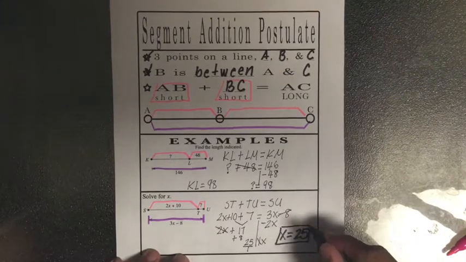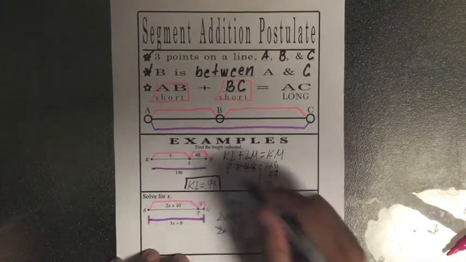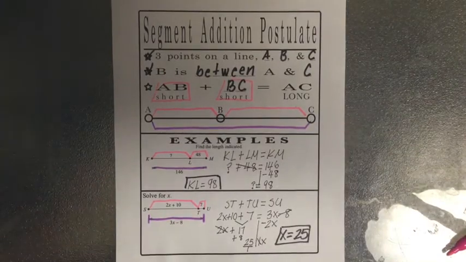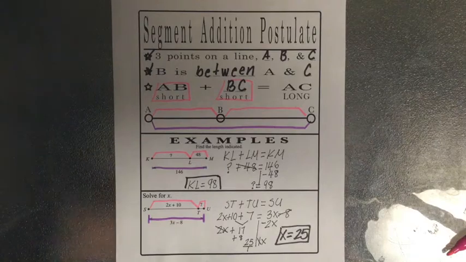There you go. X is equal to 25. But the setup was the same. The setup was the same.